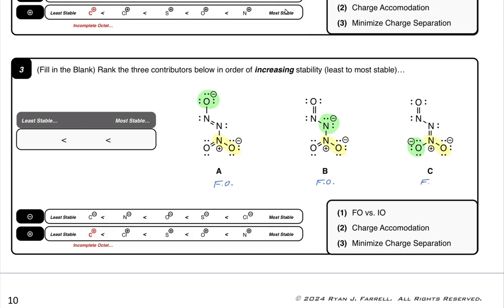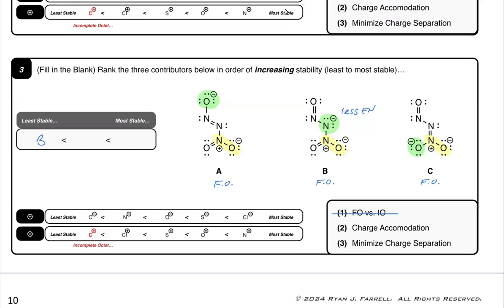None of these are incomplete octet. So we would go on to charge accommodation. Based upon charge accommodation, we're now looking at the negative. So the more electronegative atom, oxygen, would balance that negative charge better than the nitrogen. The nitrogen balances it more poorly given its lower electronegativity. Therefore, in this example, B is the least stable.